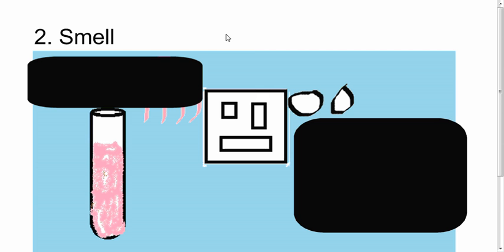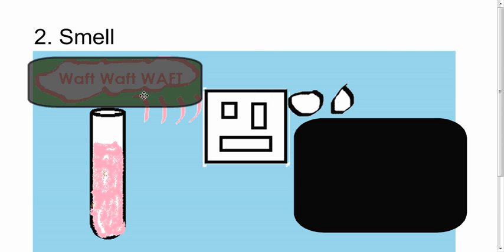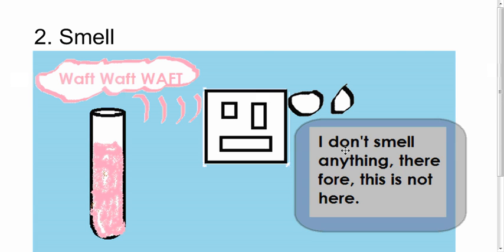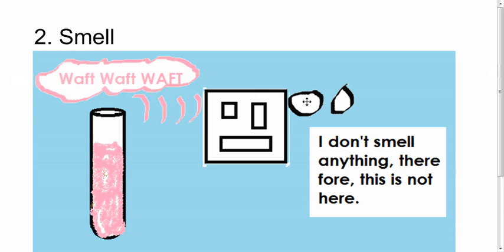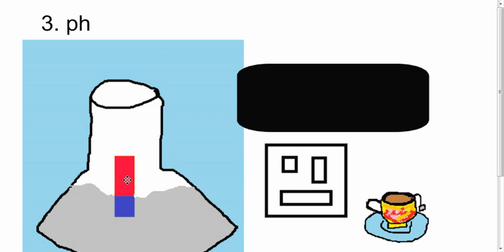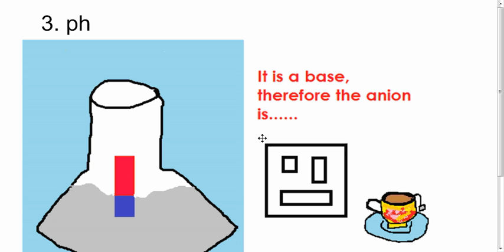Then another test you can do is smell. You would waft some of the chemical towards you, and then based upon that smell, you'd know whether or not something was there. You could also test the pH. Now here you stick some red pH paper, you know it's a base. Therefore, you know the anion is this.